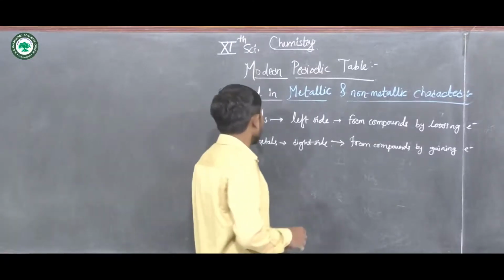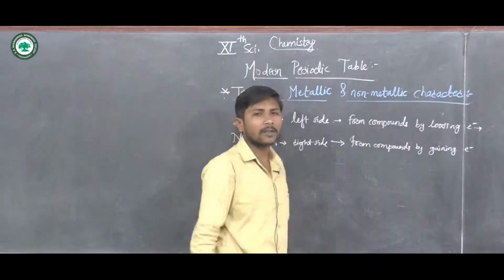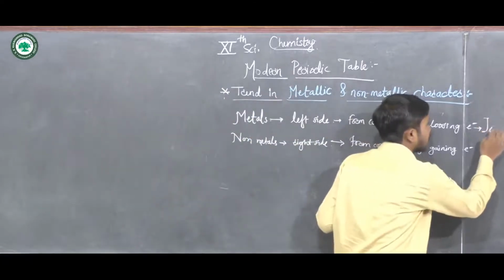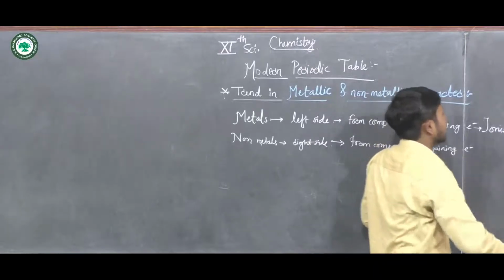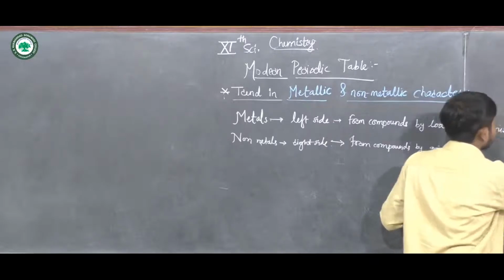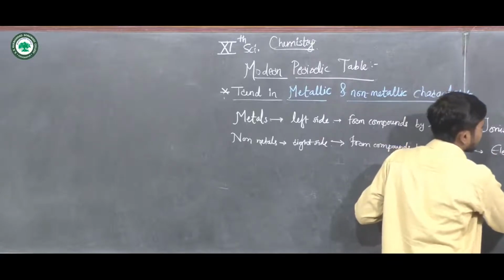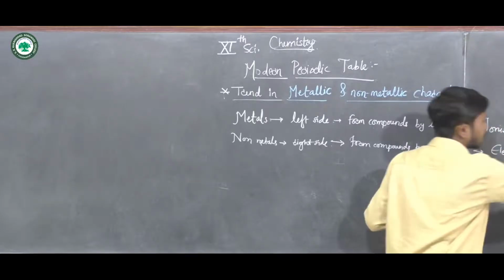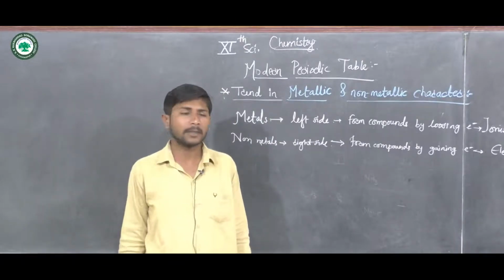Another trend we can see is that metals lose the electron, which relates to the ionization enthalpy. Their trend is completely dependent on ionization enthalpy, and for non-metallic character, it depends on electron gain enthalpy. When you see ionization enthalpy, now let's see the trend.